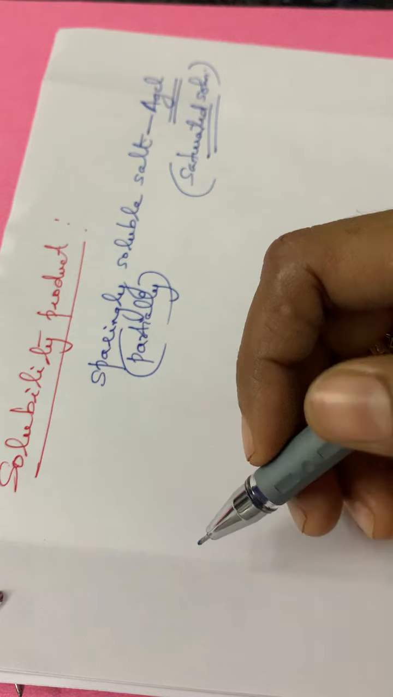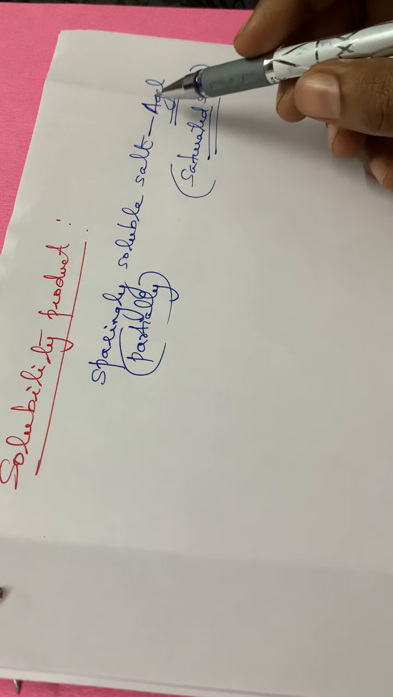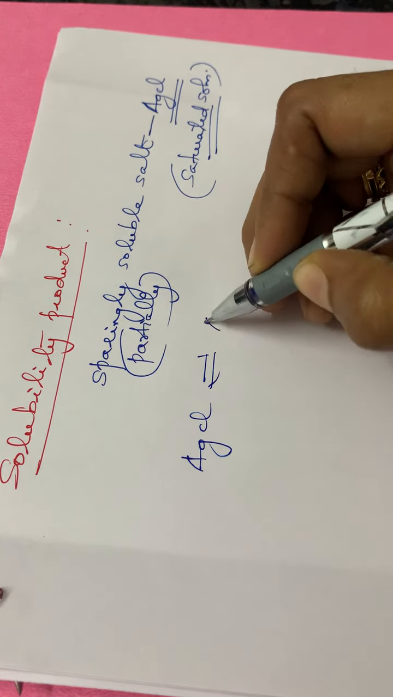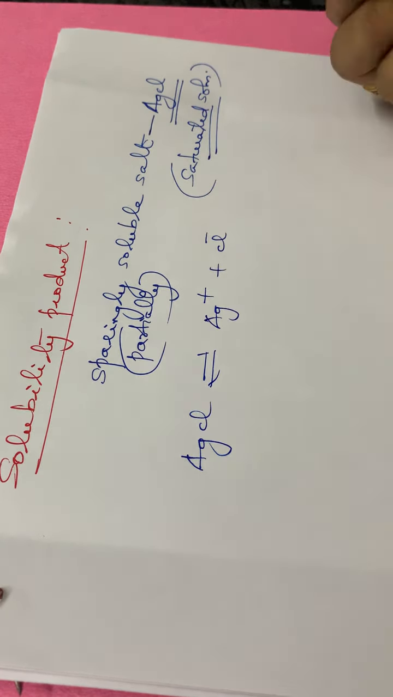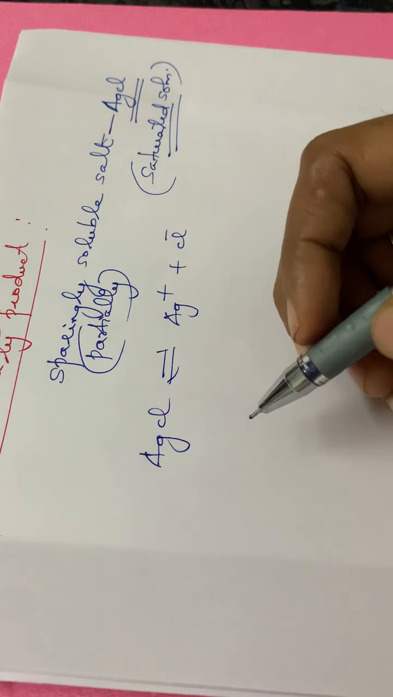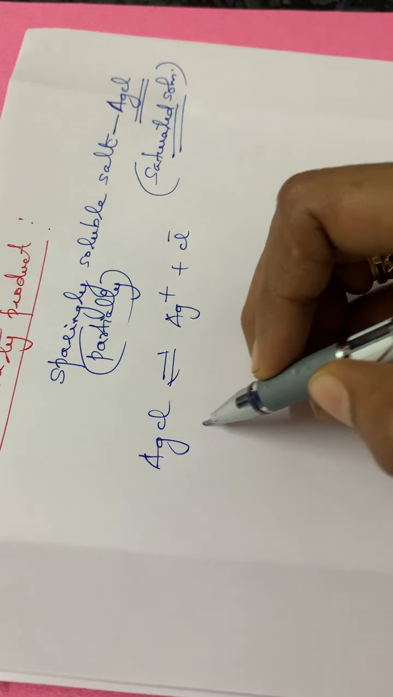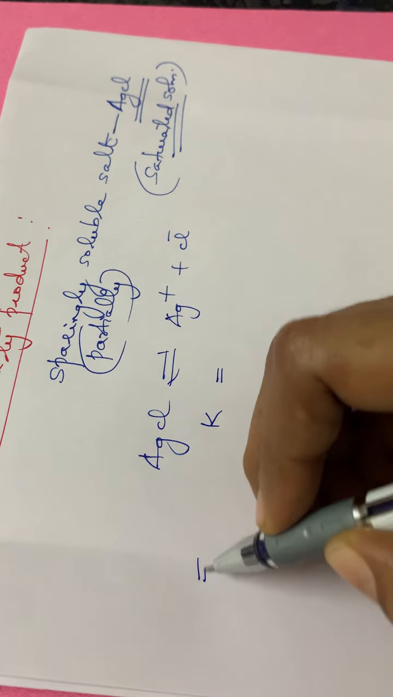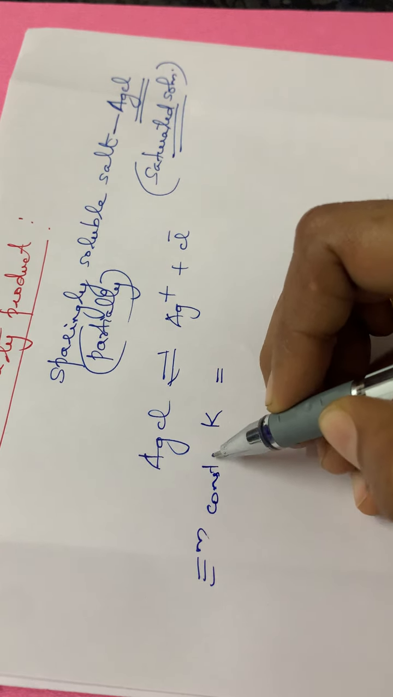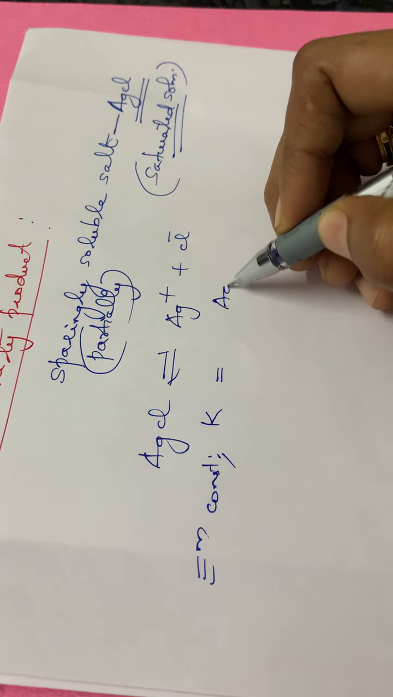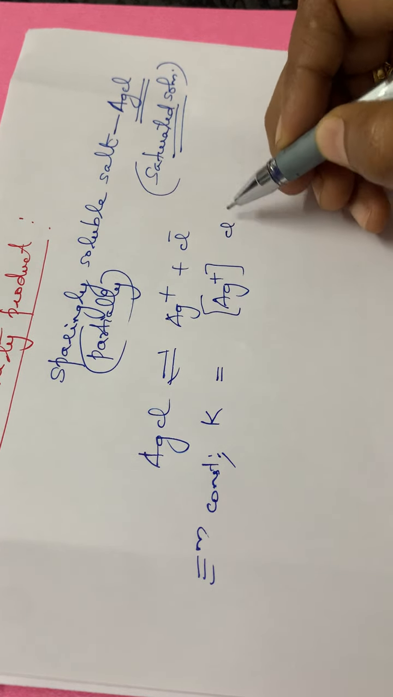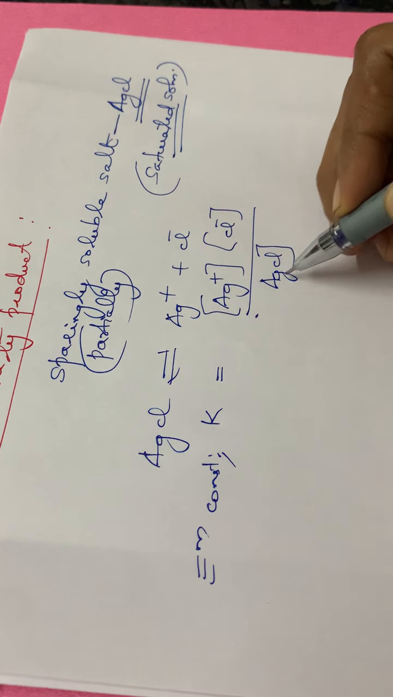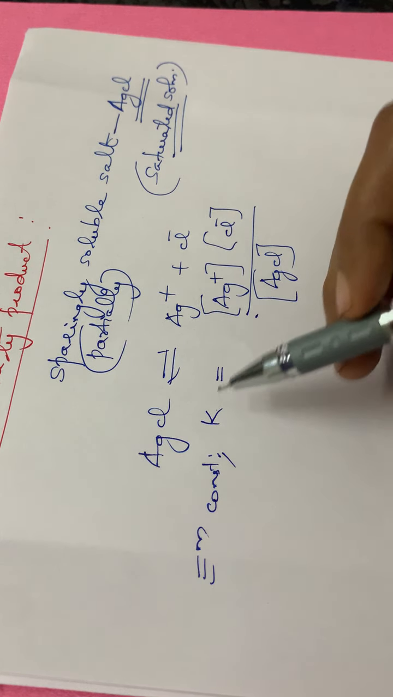Okay. So during this dissociation of this sparingly soluble salt AgCl, we can write the equation as AgCl will be ionizing as Ag plus and Cl minus. Okay, so you have to consider the equilibrium constant. You might have studied how to write the equilibrium constant. So K is the equilibrium constant. So K is equal to concentration of Ag plus into concentration of Cl minus divided by concentration of AgCl.